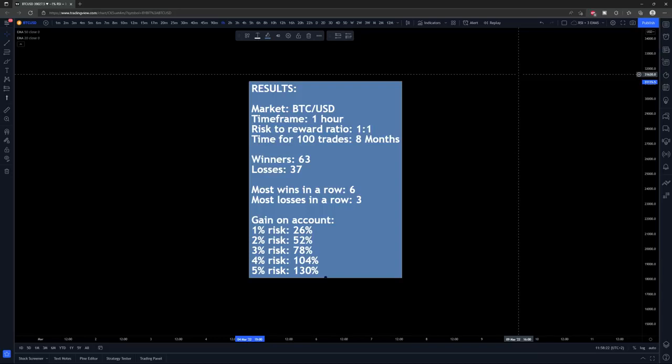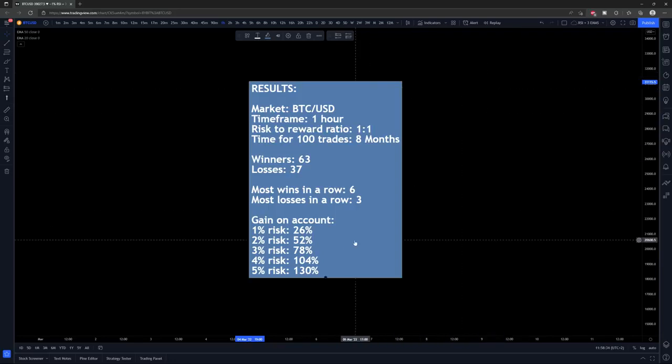So we'll go 16.66, multiply it by our 1% risk gain on the account figure of 26%. So 433% gain on the account in those 8 months if you had risked 16.66% per trade, which would give you a maximum drawdown of 50% on your account equity, just like buying and holding would have. So it's just making that comparison.